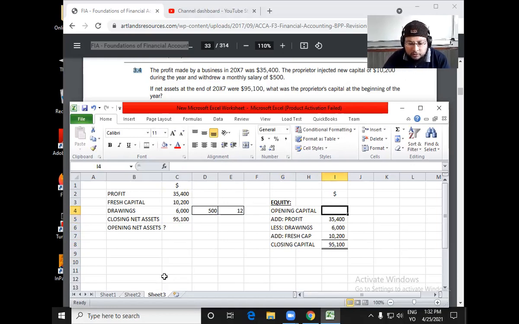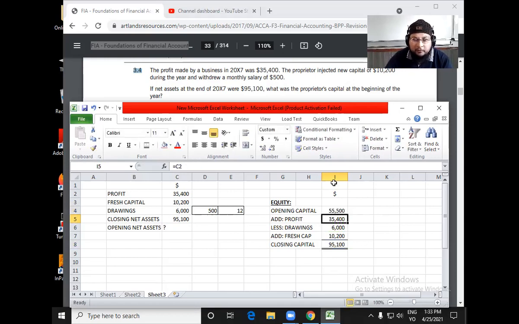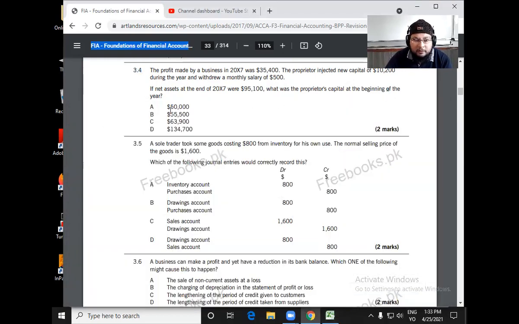So how would you find out the opening capital? You will do the reverse order technique. Okay, so remember, you will consider first of all the closing net assets, then you will subtract the fresh capital, you will add the drawings, and you will subtract the profit. So you must be noticing that as we are going to the reverse order, so we will reverse all the signs. And we have 55,500, which is option B.